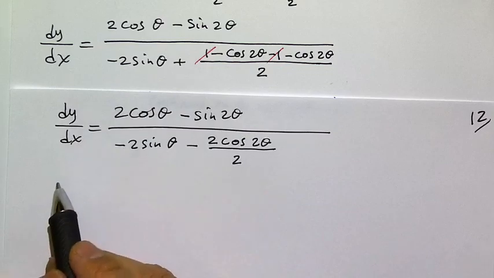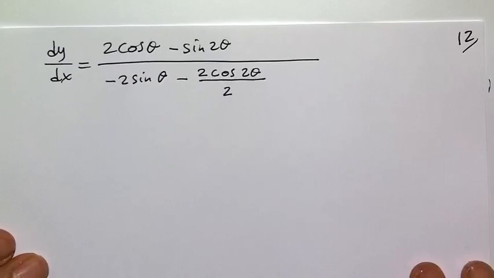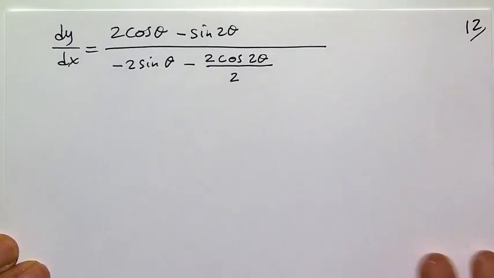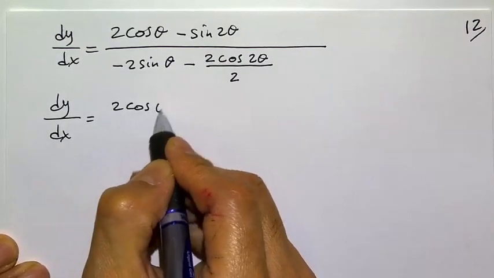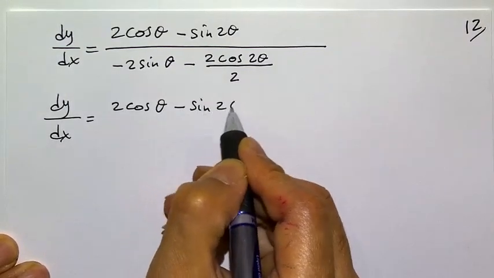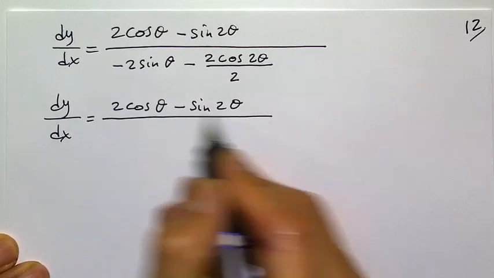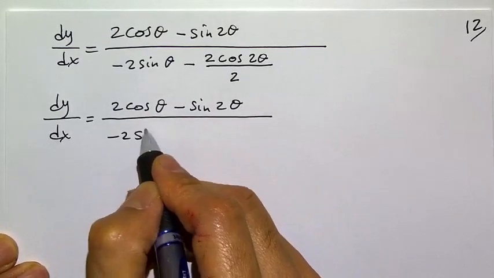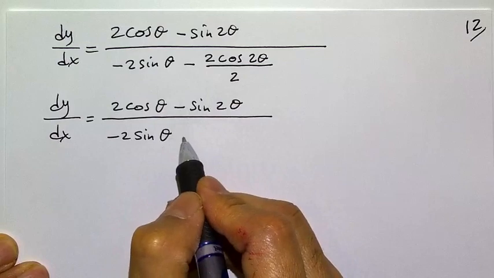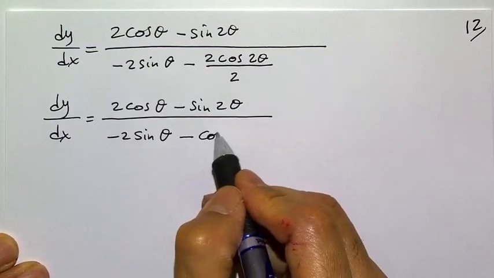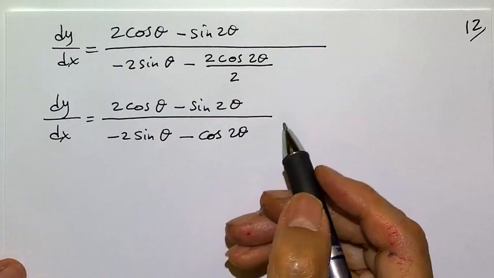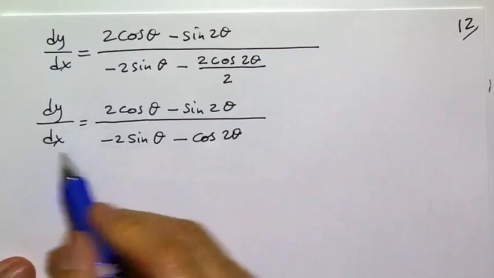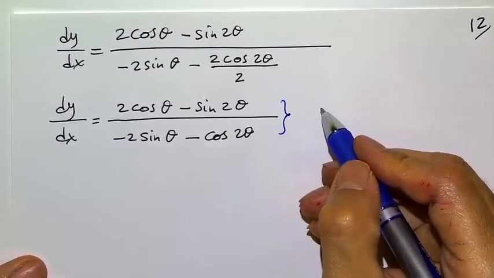And so we don't need that anymore. So we have minus 2 sine theta minus cosine 2 theta. So this is our simplified slope formula, right? Let's make a note of that.